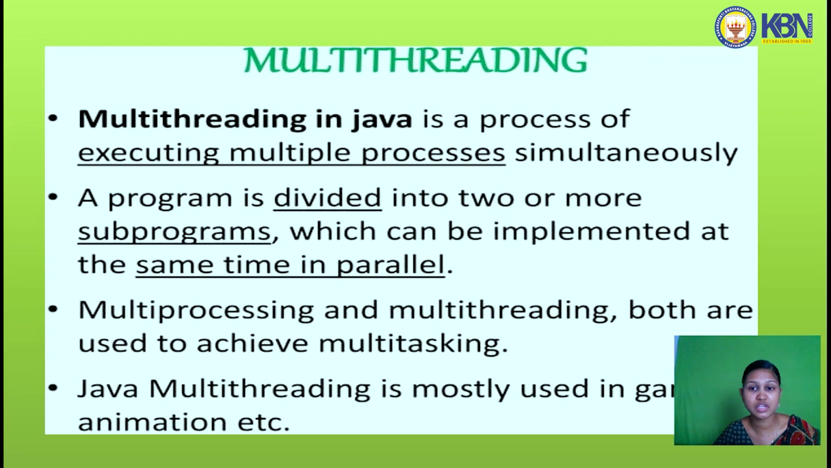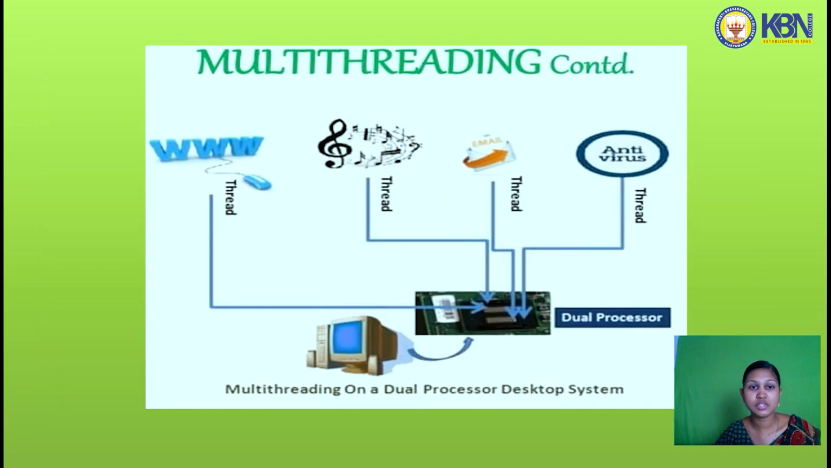Here multi-processing and multi-threading both achieve multitasking. Multi-threading is used in animations, and there are many more examples. Finally, threading means executing multiple processes simultaneously. With multiple threads, you can listen to songs, browse any data in Google Chrome, or access antivirus software. In the system you can listen to music, access a web browser, and type any data.